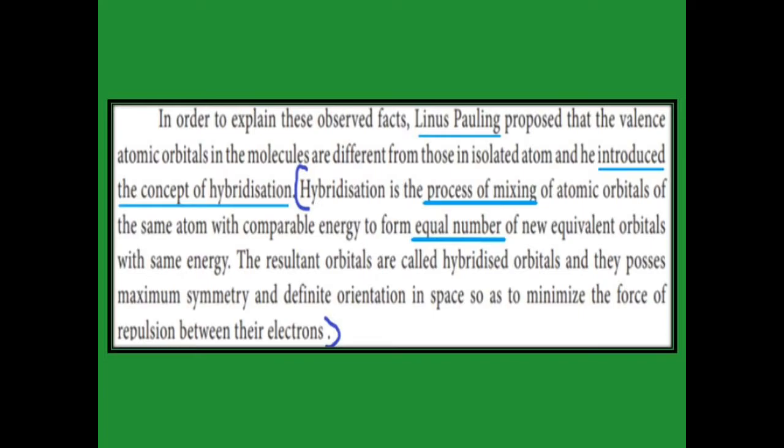These resultant orbitals are called hybridized orbitals, and they possess maximum symmetry and are oriented in a definite orientation in space. Orientation means direction. Why are they oriented in a definite direction? To minimize the force of repulsion between their electrons. Each orbital has electrons, and to minimize that repulsion they are oriented in a definite direction in space.